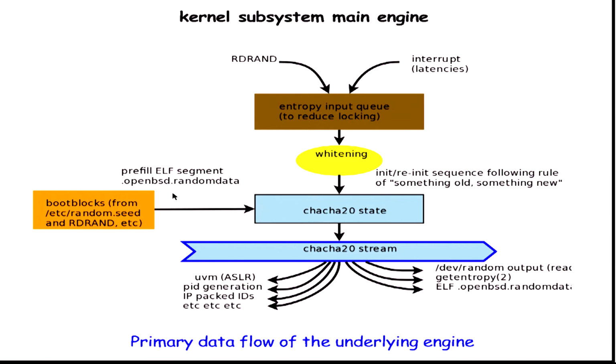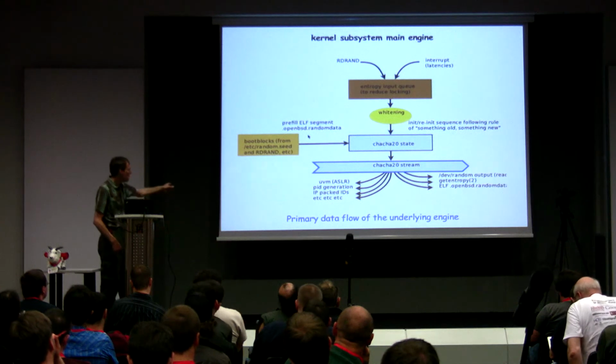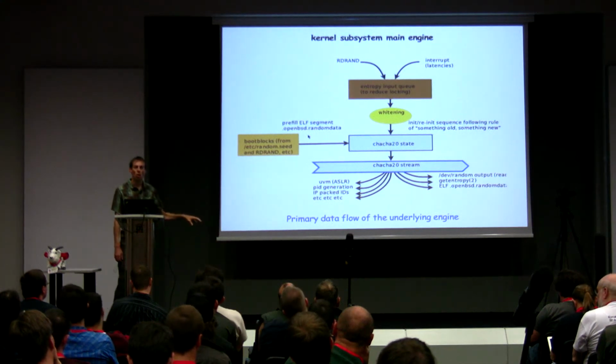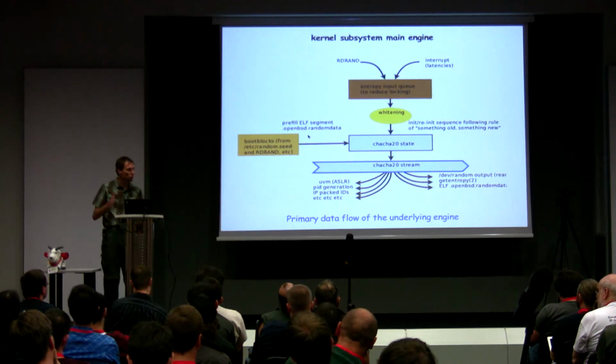And off of that, we have a ChaCha stream, which the kernel itself uses for a whole bunch of functions, like the address space randomization inside the kernel, the PID generation. Every single IP packet has an IPID in it, which is initialized with a random value. And for output to /dev/random, or the getentropy system call, or ELF random data segments, which we place inside userland programs. So many, many consumers fall off the bottom of this single ChaCha stream in the kernel, and they slice and dice and take a component of this data flow.